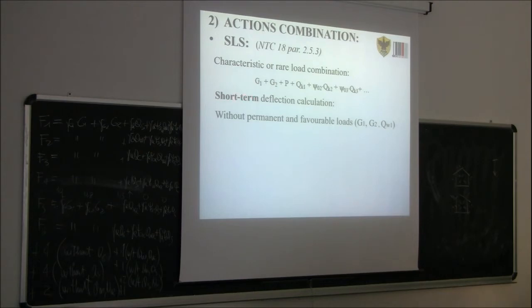The short-term deflection is given by the Italian regulation. The Italian regulation gives a limit of the short-term deflection due only to the basically variable loads. So in this case, we need to consider only the variable part of the characteristic load condition, basically the part without the permanent load and without the favorable loads. So QW1 in this case is the favorable load.